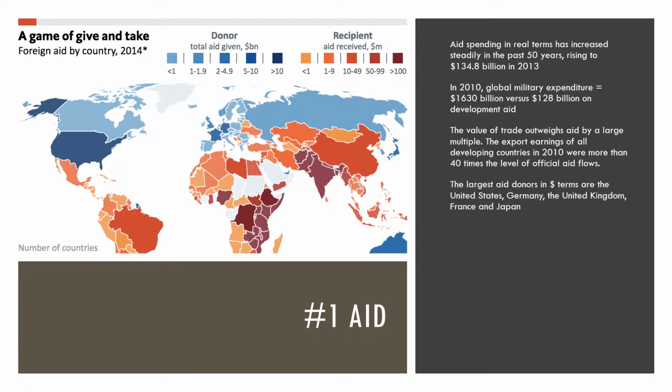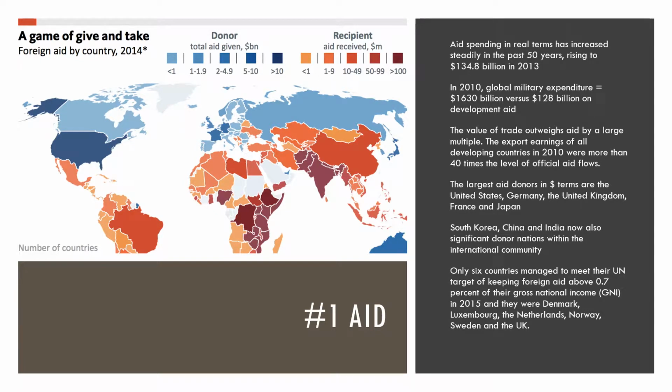Having said that, a number of countries do give aid. By aid, we mean giving money to developing country governments, or maybe giving it to organizations who try and do projects in particular countries. The largest aid givers are the United States, Germany, UK, France, and Japan. South Korea, China, and India are now also significant donor nations within the international community. There is a UN target that 0.7% of GNI should be given as aid, but very few countries meet this target.